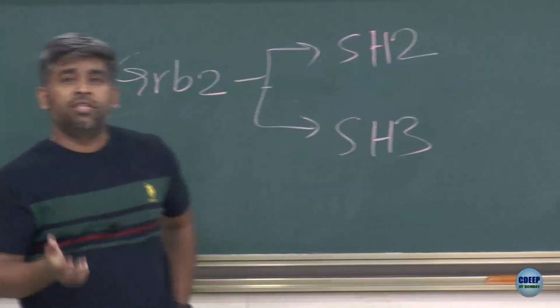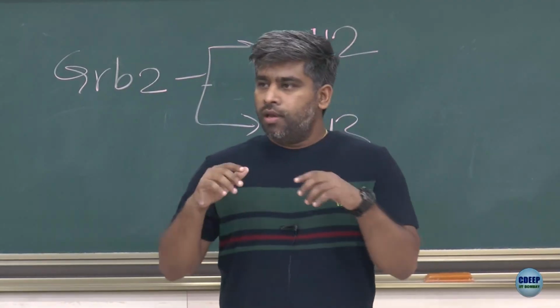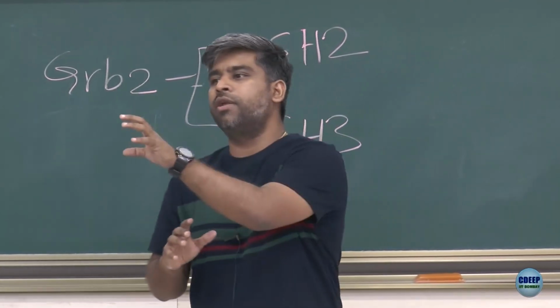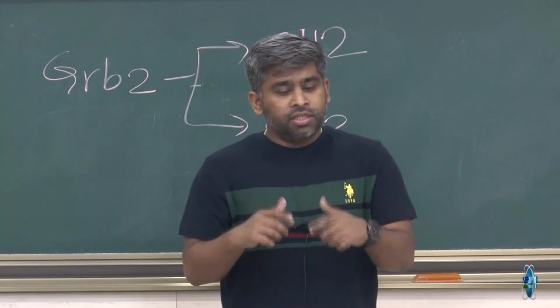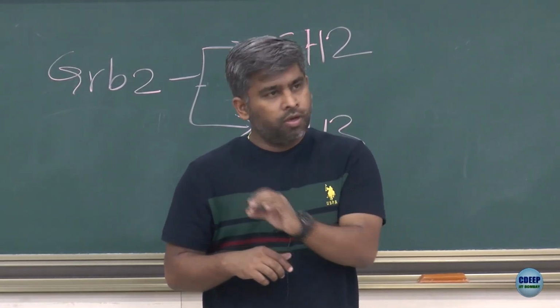SH2 and SH3 domains. GRB2 is the scaffold protein, right? It has SH2 domain. So, what is it doing? It is going and binding to the activated receptor now. That is the first thing it did. Then it has SH3 domains, which are in duplicate again. We will see the function of SH3 domain in 1 minute.